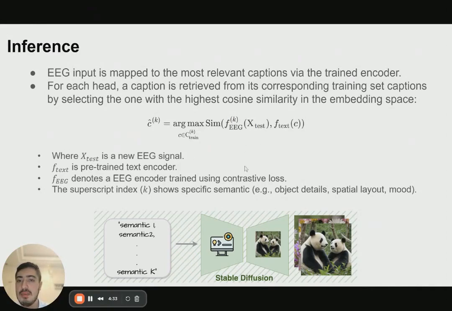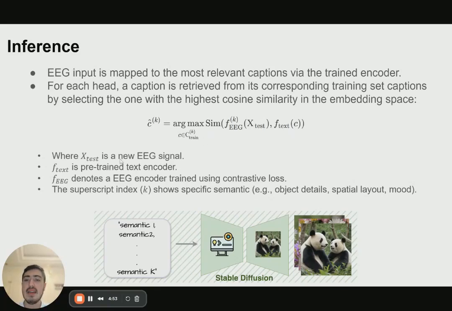Each input is mapped to the most relevant caption via the trained encoder. Per head, we try to solve this equation here. So per head, we have a caption data set. Per semantic level, we have a caption data set.